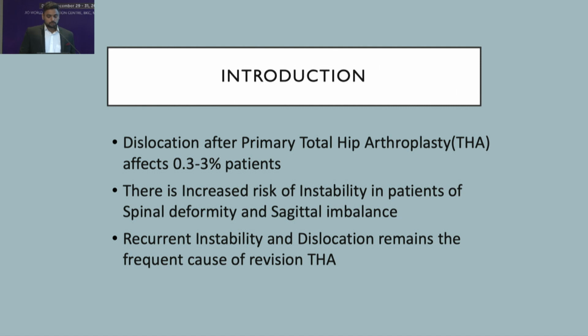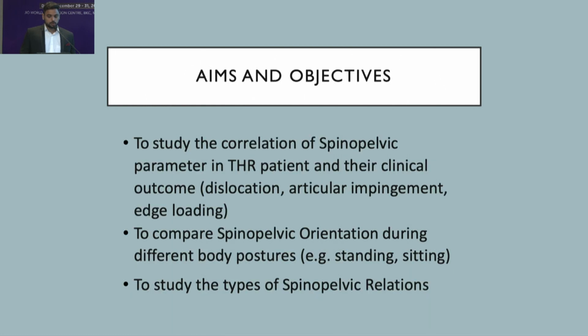Dislocation after primary total hip replacement accounts for about 0.3 to 3%. There is increased risk of instability in patients with spinal deformity and sagittal imbalance. Recurrent instability and dislocation remain the frequent cause of revision total hip replacement. Following are my aims: to study the correlation of spinopelvic parameter in total hip replacement patients and the clinical outcome in terms of dislocation, impingement, edge loading, and to compare the spinopelvic orientation during different body postures and to study the type of spinopelvic relation.